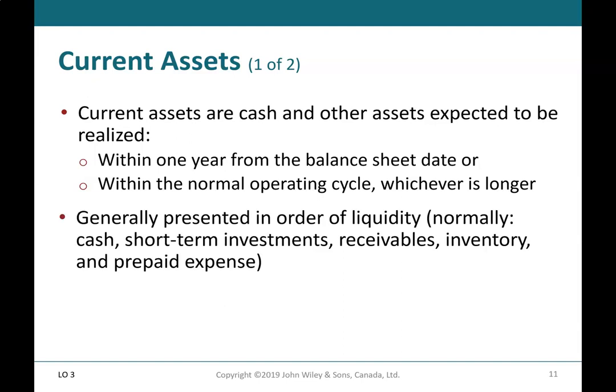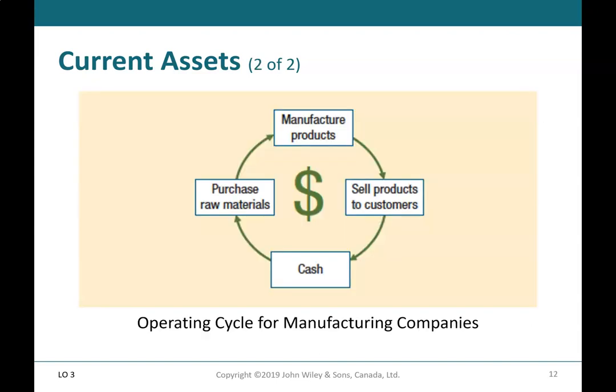Generally, presented in order of liquidity, normally cash, short-term investments, receivables, inventory, and prepaid expenses. Current assets 2 of 2. Operating cycle for manufacturing companies: manufacture products, sell products to customers, cash, purchase raw materials, manufacture products, and the cycle goes around.